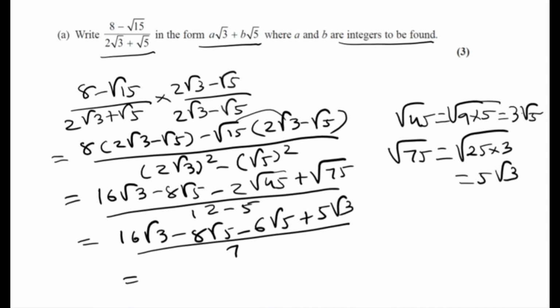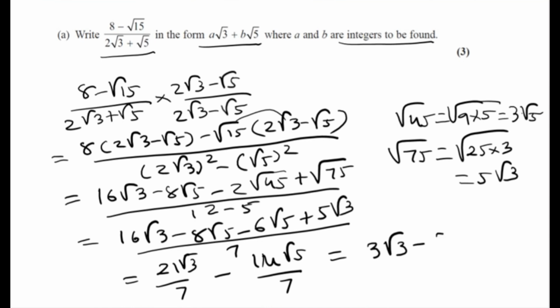16 root 3 plus 5 root 3 will give me 21 root 3 over 7, and minus 8 minus 16 will give me minus 14 root 5 over 7. Why did I do this? Because I need the answer in this form. 21 divided by 7 will give me 3 root 3 minus 2 root 5. So this is our answer in the form of a root 3 minus or plus b root 5. So a is equal to 3 and b is equal to minus 2. So this is our answer.